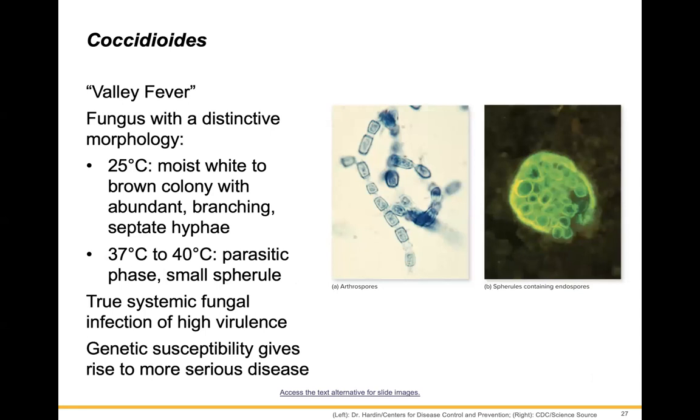Coccidioides, this is valley fever. This is a fungus with a very distinct morphology. And this is a true systemic fungal infection that has very high virulence, and it can also cause a lot of issues. In this picture here, the arthrospores are present in the environment, and these arthrospores can be inhaled. And in the lungs, the brain, or other tissues, the arthrospores will develop into spherules filled with endospores, and the endospores are then released to induce damage. And here you can see the spherules that are filled with these endospores in the tissue.